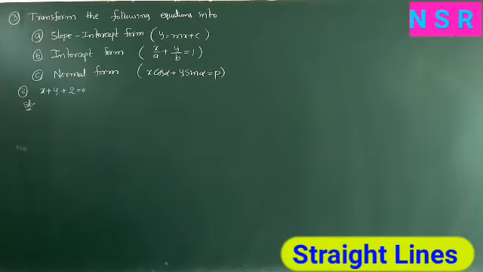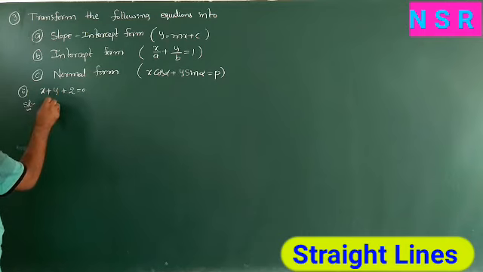Next, question number 2: x plus y plus 2 equal to 0. Change this straight line equation into three forms: slope intercept form, intercept form and normal form. First one is slope intercept form.